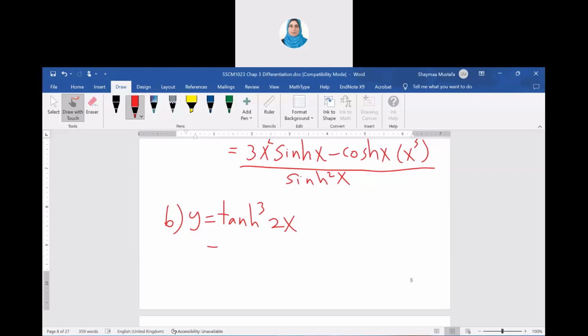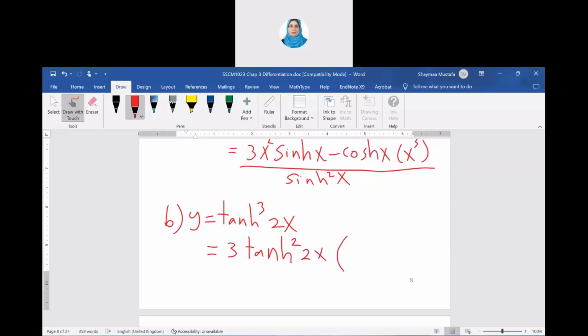So this is equal to 3 tan. How can I find the derivative for the power function? The power will become a constant. So the 3 here becomes a constant. Now the 3 should be decreased by 1. 3 minus 1 is equal to 2. So instead of tan cube, I will have tan square 2x. So this is the derivative for the power.